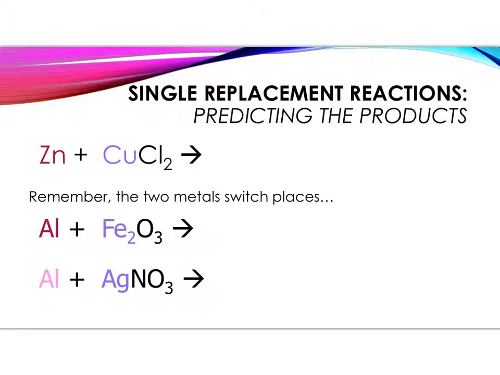In order to predict this product, you know that this zinc is going to replace the copper, all right? The copper in this example is bonded to a chlorine. So our products are going to look like this. You're going to have zinc bonding with chlorine. Zinc has a positive 2 charge, chlorine has a negative 1 charge, so when they bond, it's going to look like this. And then we have copper, which is the free metal. This example is balanced already, so you don't need to balance it again.